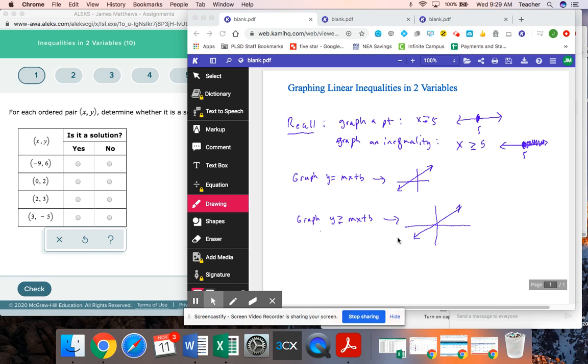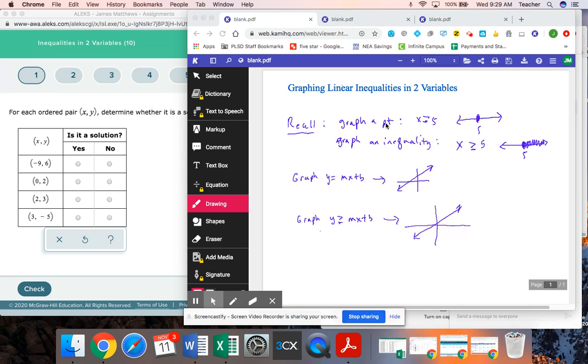All right, guys, we're going to talk about graphing linear inequalities in two variables. Before I even get to that, I wanted to recall something first, and then I'll build on it from there. So let's think back to when we were working on some of this stuff in the very beginning.